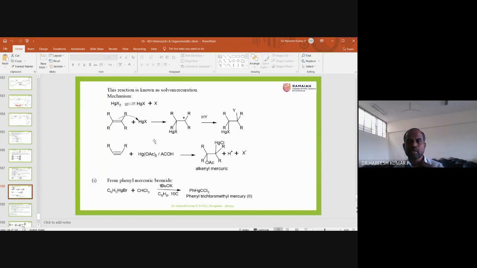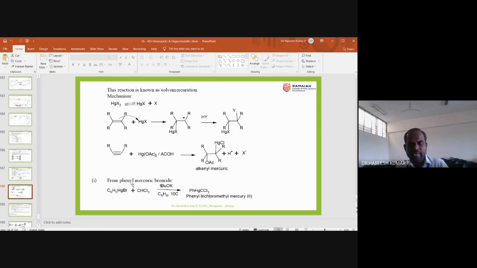Okay, this is about solvomercuration. Solvomercuration means you need to remember that mercury as well as the solvent is added to the alkene or alkyne. That's what you need to remember with respect to solvomercuration.